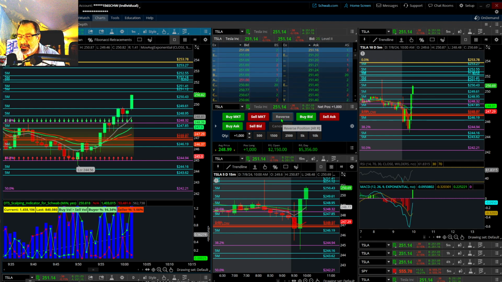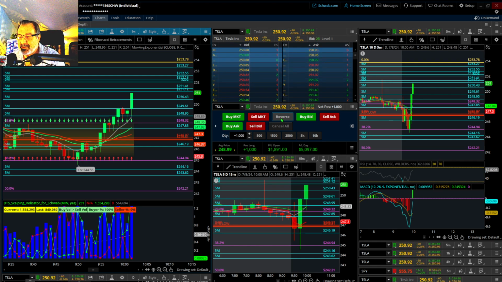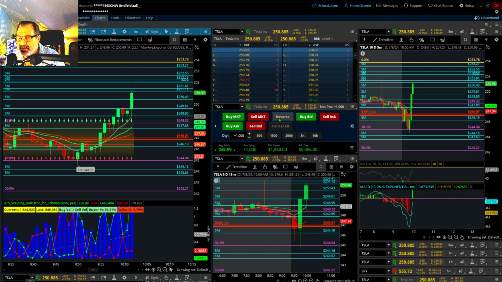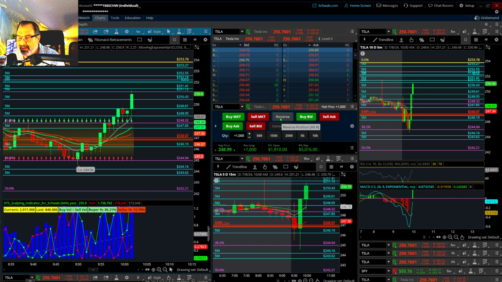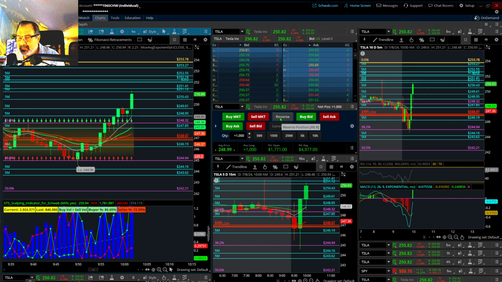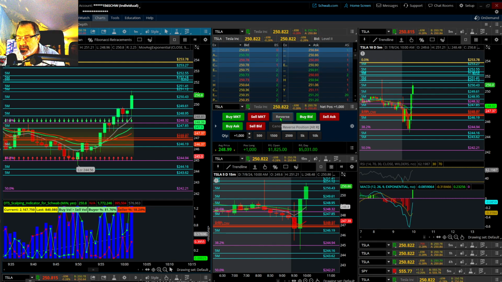Wow, I'm getting ready to reverse. Let's see if we can break. Did it break? Is it going to break that even dollar? I'm looking at the 251 market maker right here. 251 may be the spot, so it looks like it's fading off of that. Much lower than that. I'm going to reverse it.